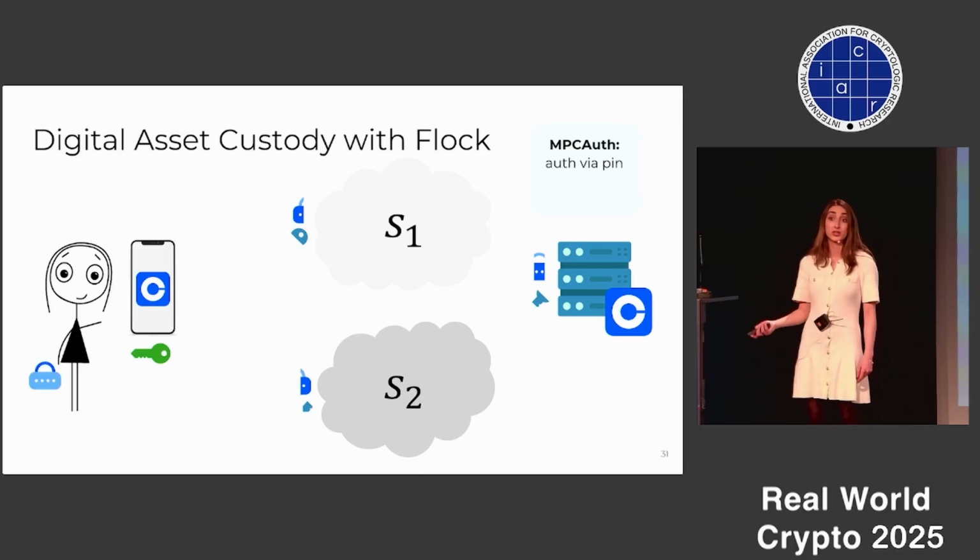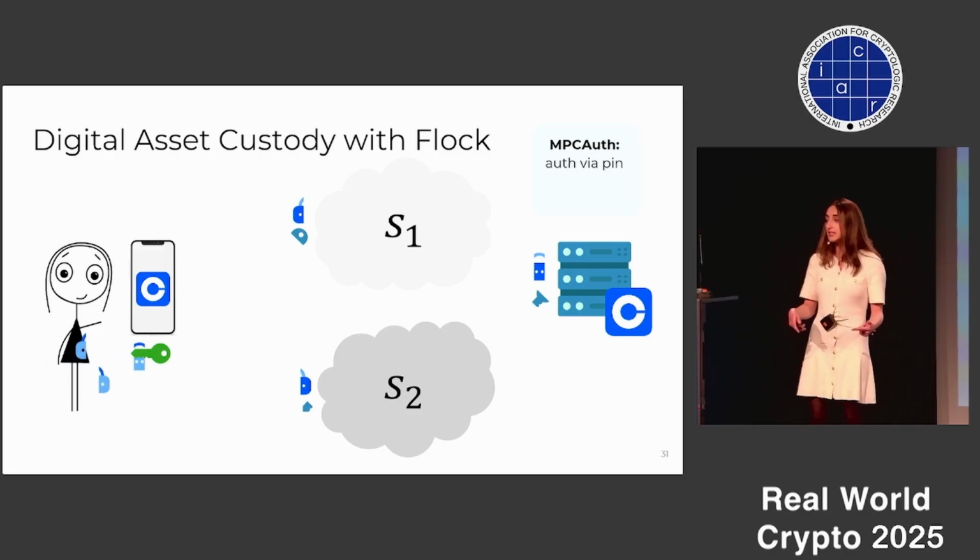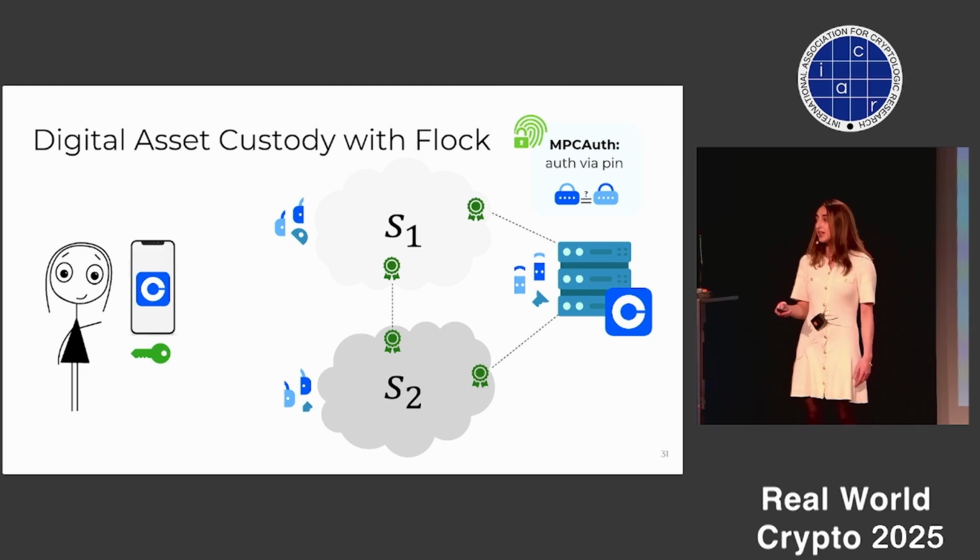Now Alice wants a transaction signed, so she's going to take a PIN attempt, which should be equal to the original PIN, split it into pieces, and distribute them among the parties. Next, they're going to engage in an MPC over their secure connections for an MPC auth to check whether the PIN attempt is equivalent to the original PIN.